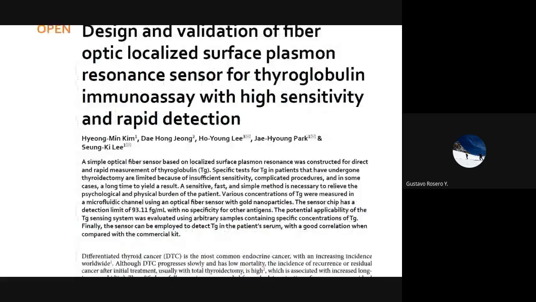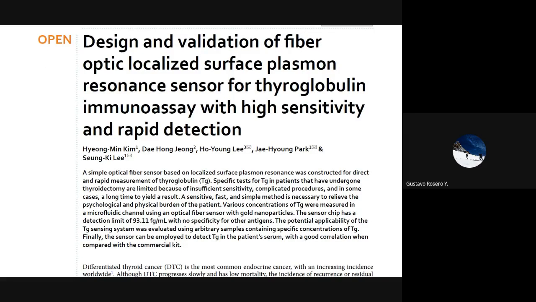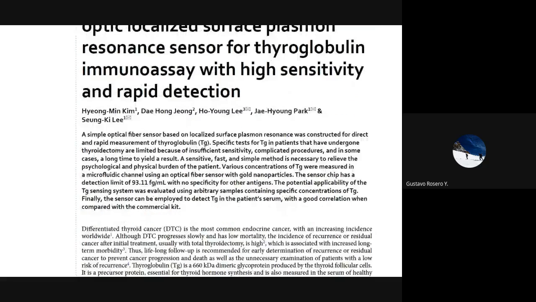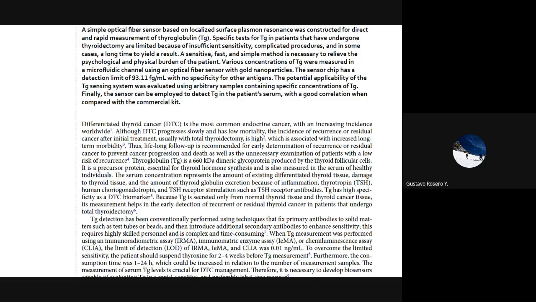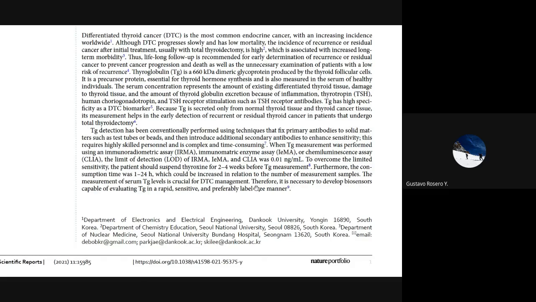The objective of this paper is to try to measure thyroglobulin. This thyroglobulin is related to a cancer of the thyroid that is very common, and they are trying to measure this thyroglobulin with a rapid device, a microfluidic device, because in some cases it's difficult to detect the amount of this thyroglobulin. Okay, how do they do this?